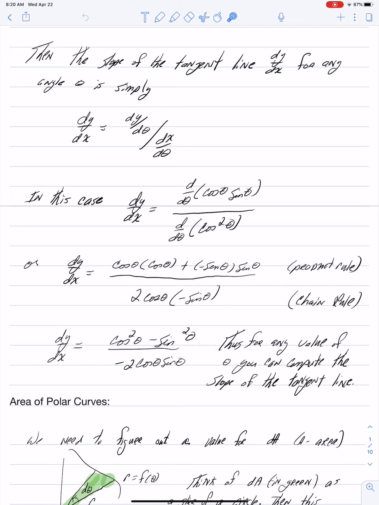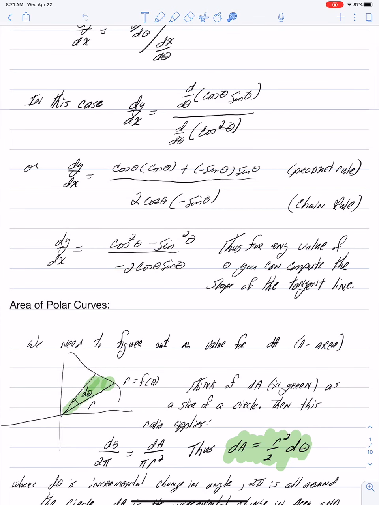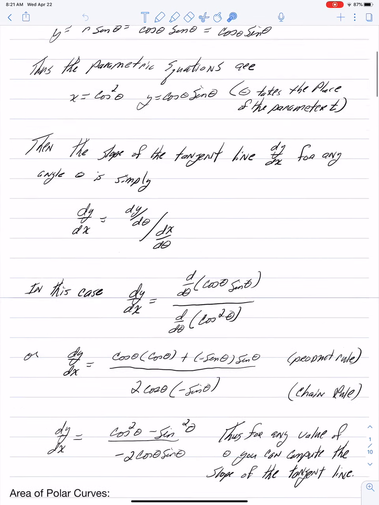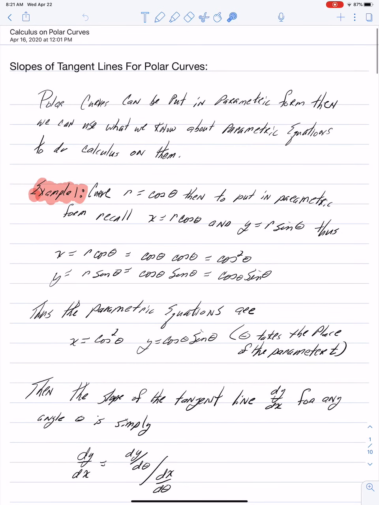Clean things up. What do I get? In this case, dy dx is cosine squared theta minus sine squared theta over minus 2 cosine theta sine theta. The point being now that if you want to figure out the slope of the tangent line for any value of theta, you just pick your theta, plug it in, and that gives you dy dx, which is the slope of the tangent line. That's the way you figure dy dx for polar curves.